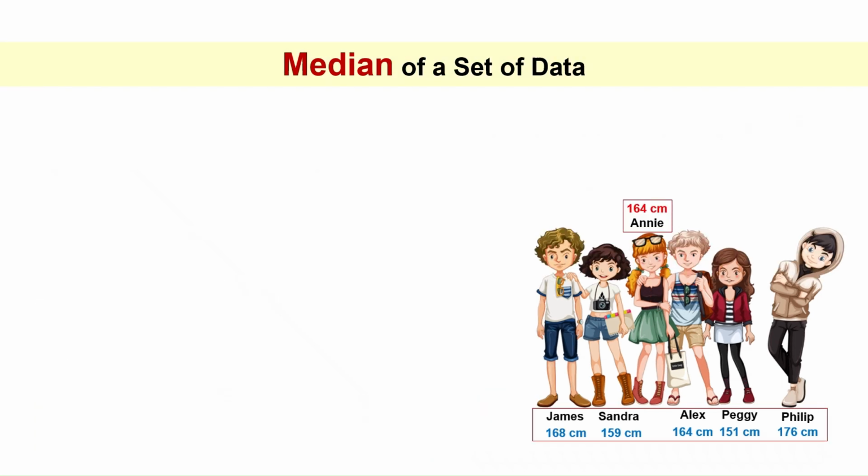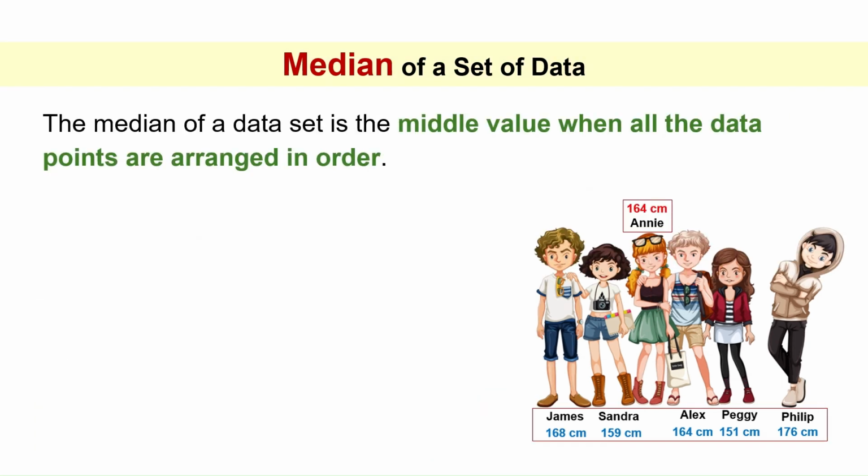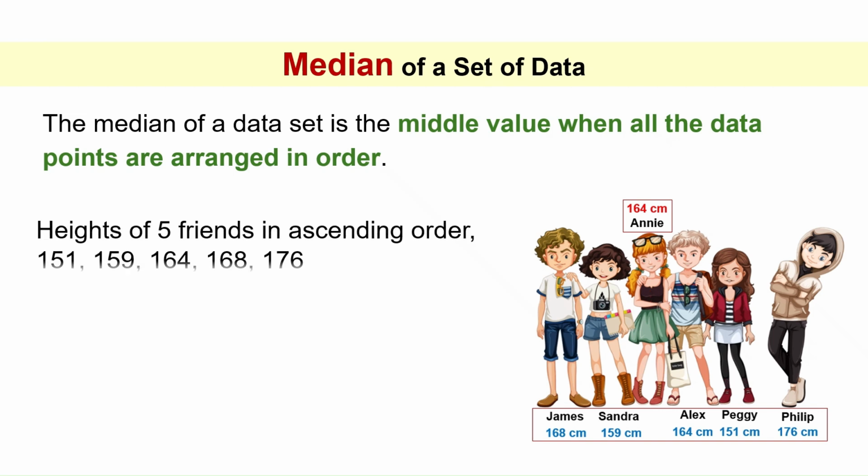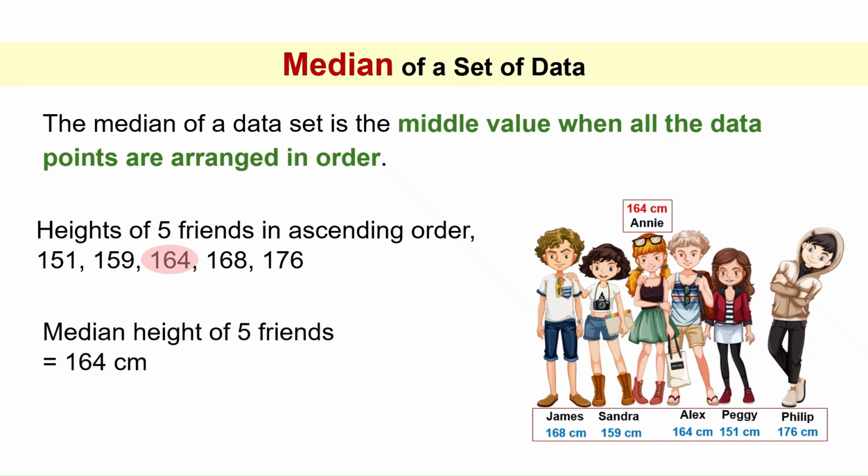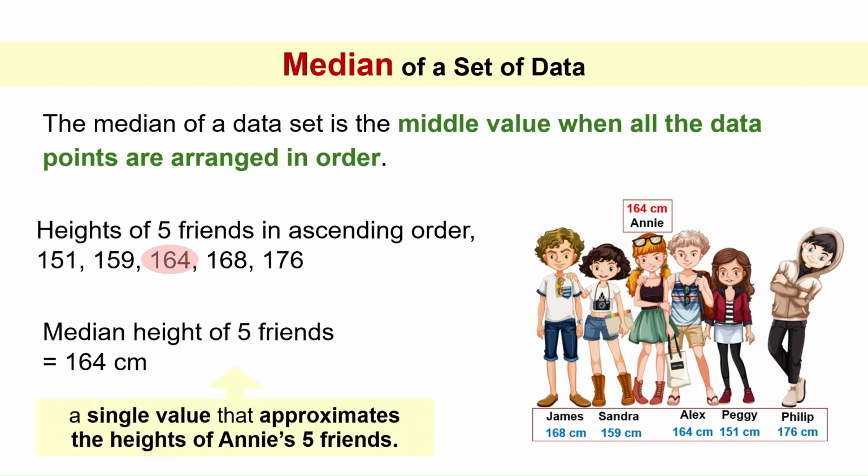The median of a data set is the middle value when all the data points are arranged in either ascending or descending order. Let's arrange the heights of Annie's 5 friends in ascending order. We can see that the middle value is 164. Hence, the median height of Annie's 5 friends is 164 cm. Like mean, the median height is a single value that approximates the heights of Annie's 5 friends. And since Annie is 164 cm, she is as tall as her group of friends.